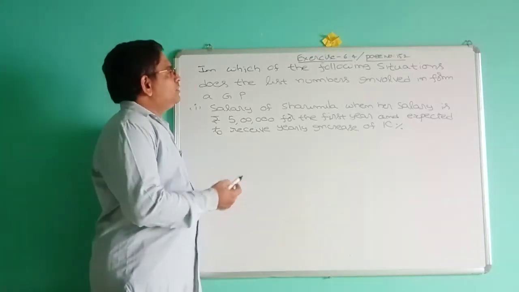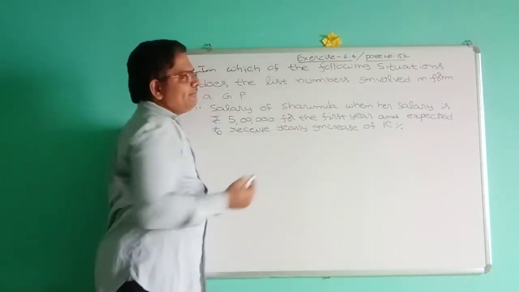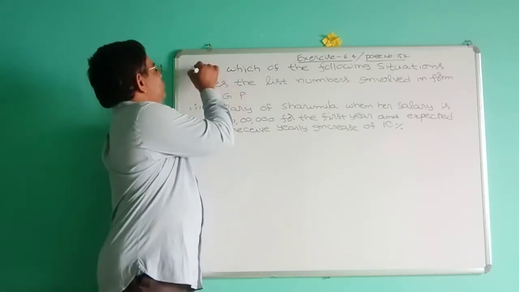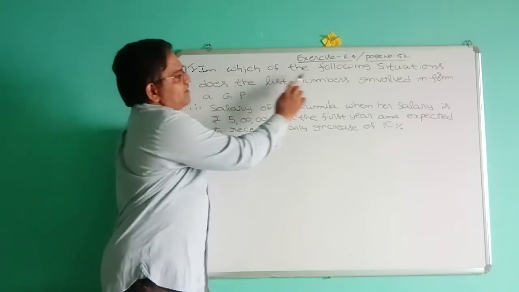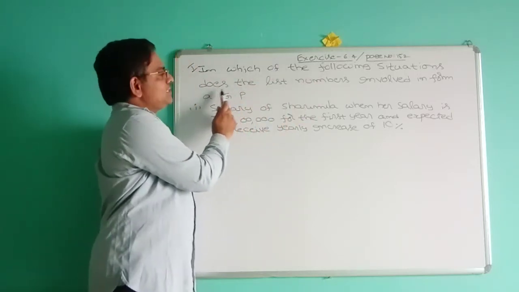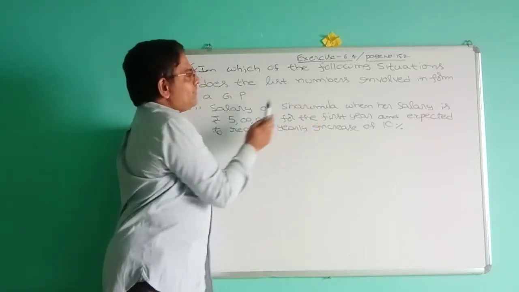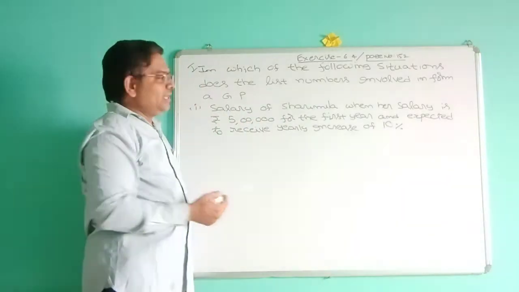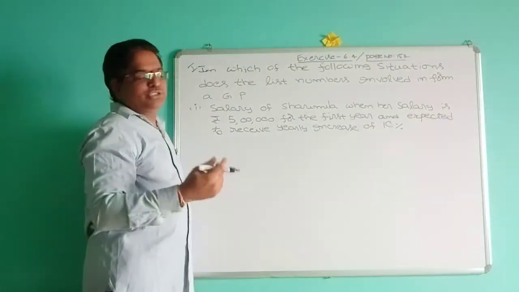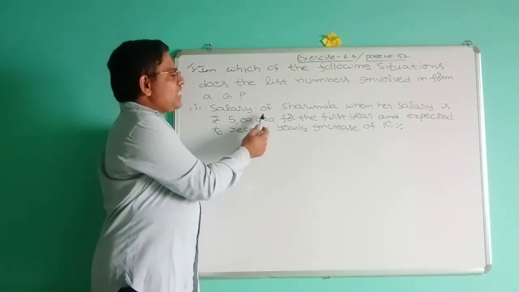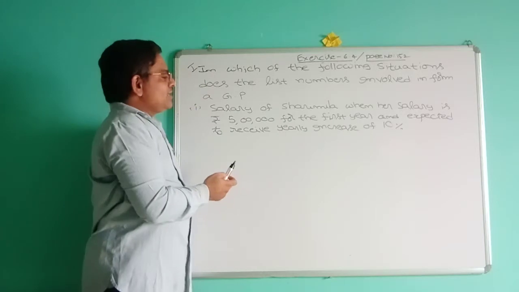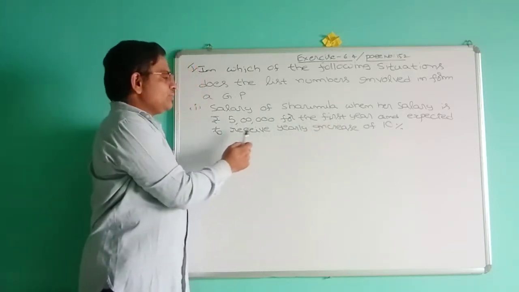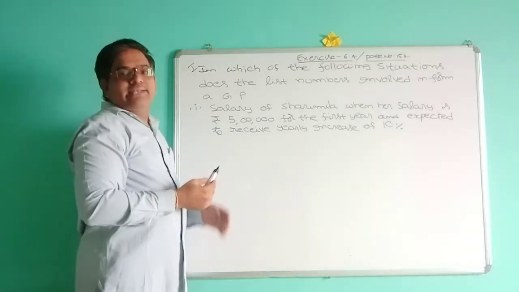Okay, today class exercise number 6.4, page number 152. First question, first Roman: in which of the following situations does the list of numbers involved form a GP? See the textbook, then follow me, then you will easily understand. Question: salary of Sharmila when her salary is 5 lakhs for the first year and she is expected to receive a yearly increase of 10%.